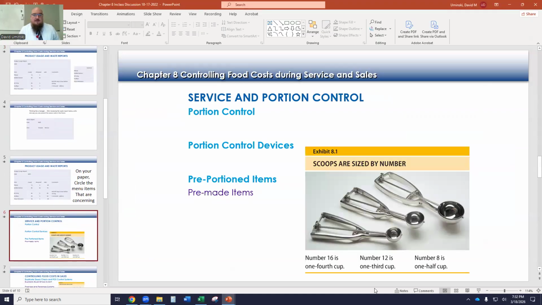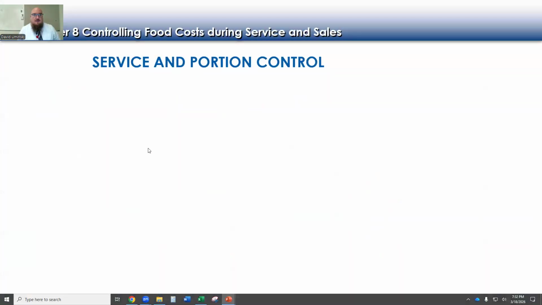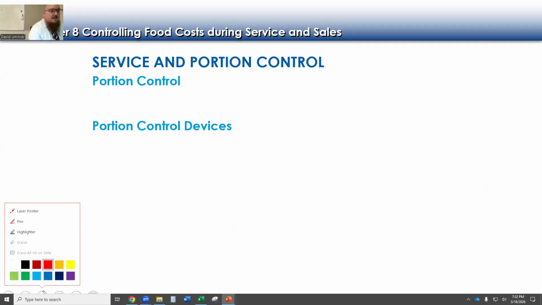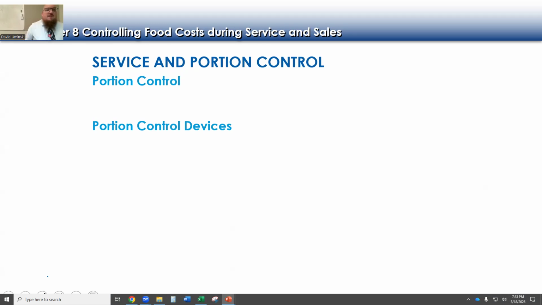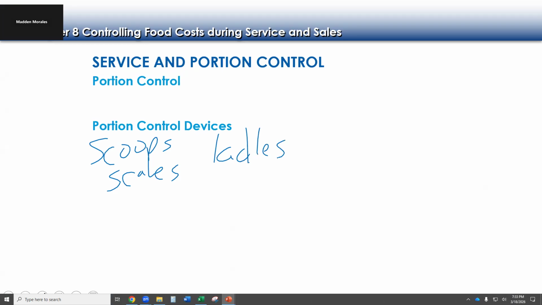All right, so we've talked about that. Now let's talk about portion control. What are some examples of tools we have in our kitchen that help us with our portion control? Who can give me an example? Scoops. Good. Scoops. What else? Scales. Ladles. Scales. Ladle. Ladles. Good.